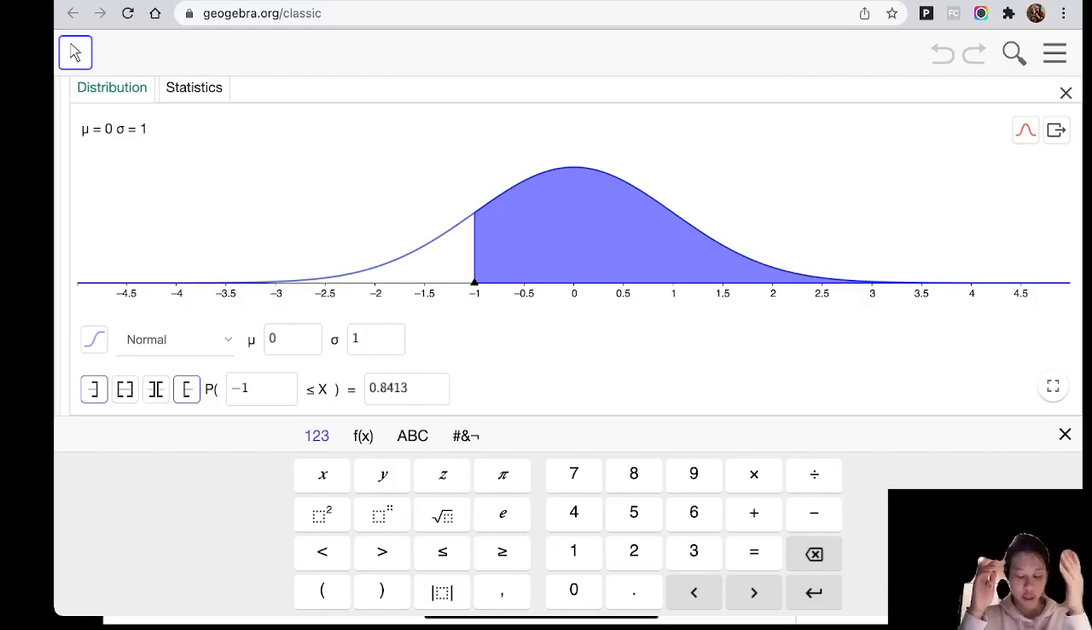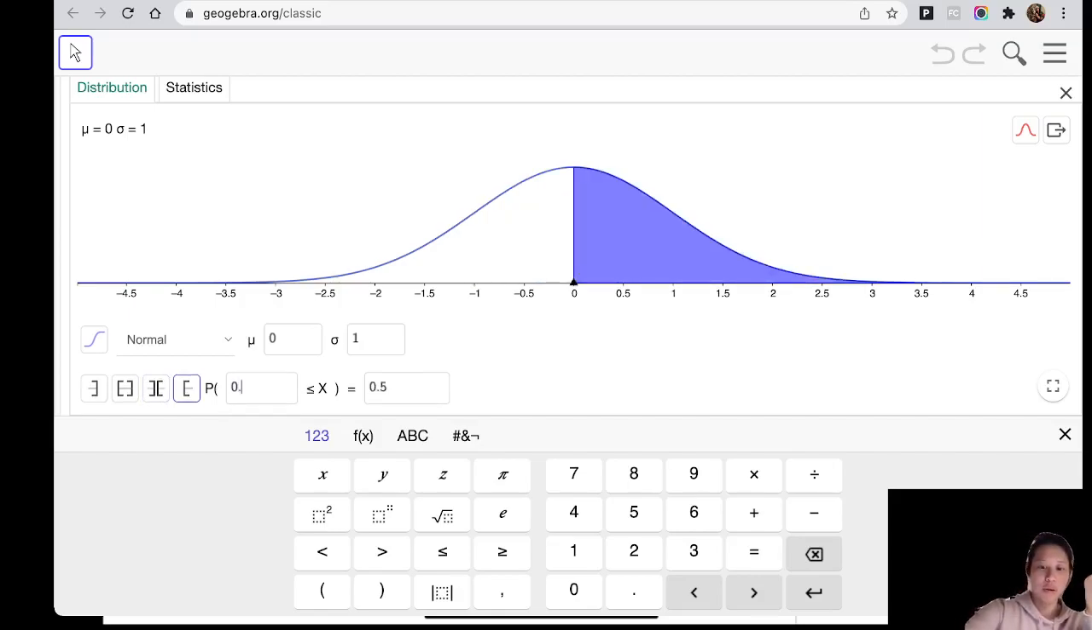So the first one is when x is greater than 0.7. That means we need to use that one. When x is greater than 0.7, we type in 0.7. So see, we have what? 24.2%.